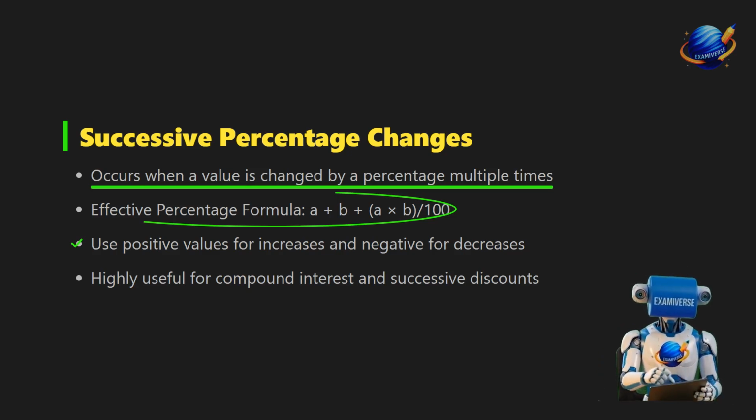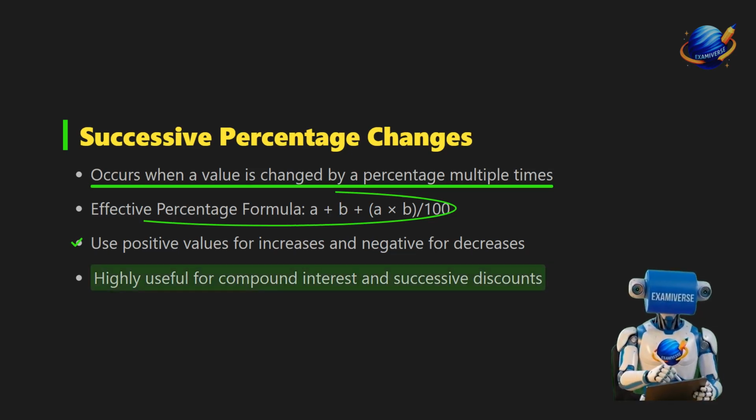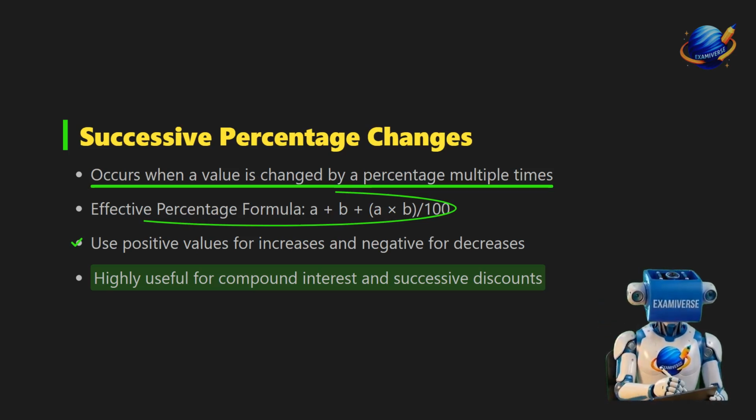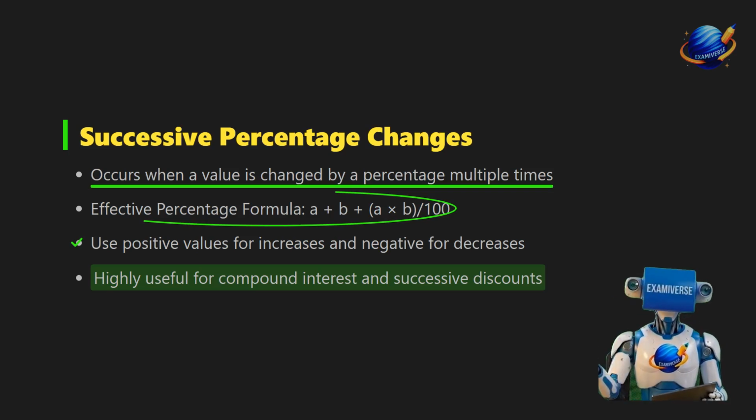It is highly useful for solving complex problems involving compound interest, successive discounts, and multi-year population changes. Instead of calculating step by step, you can find the net effect in seconds. Master this formula, and you will breeze through some of the trickiest questions on your paper.